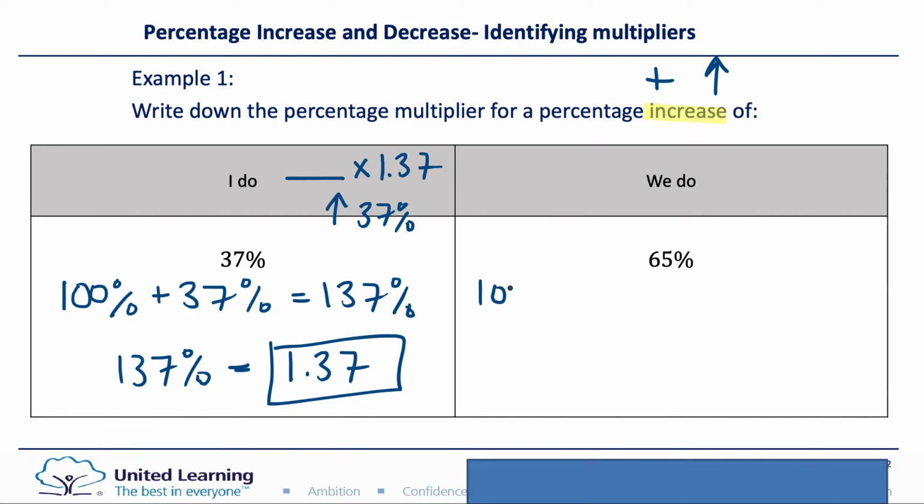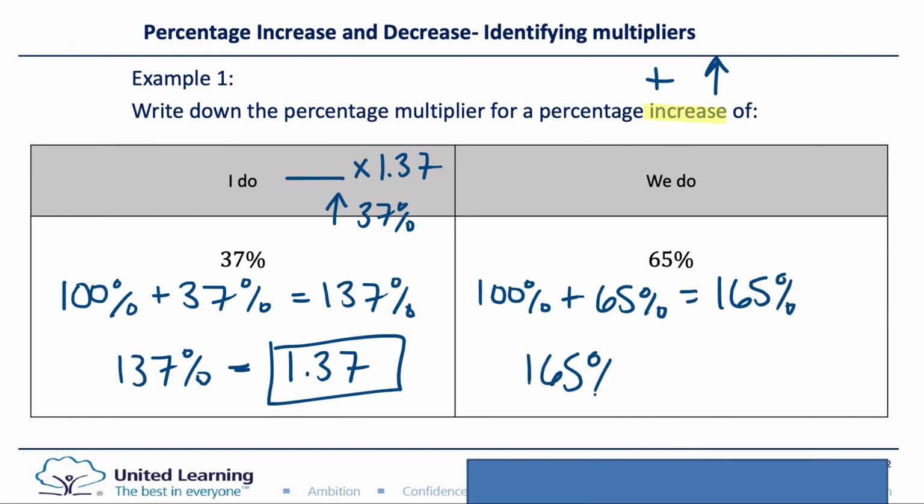Okay, let's see. So hopefully you thought, okay, I have 100%. I'm increasing, so I'm adding on 65%, which means my total will be 165%. What is 165% as a decimal? So a multiplier. Again, think percentages are out of 100. So dividing by 100 to get 1.65. So we'd be multiplying by 1.65.